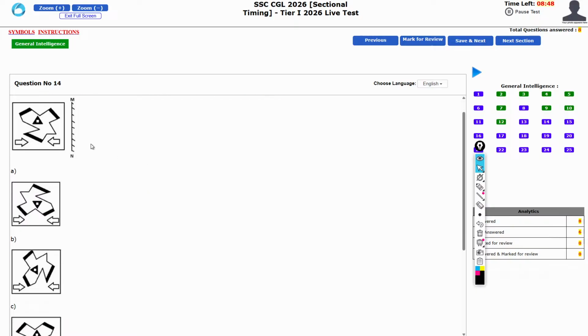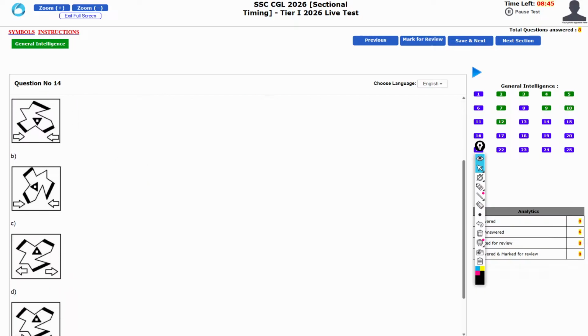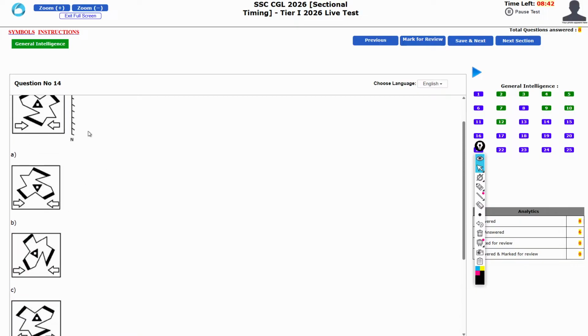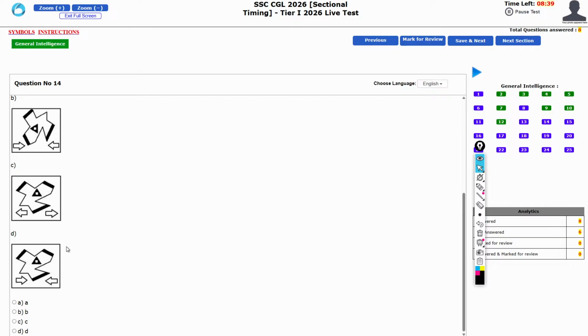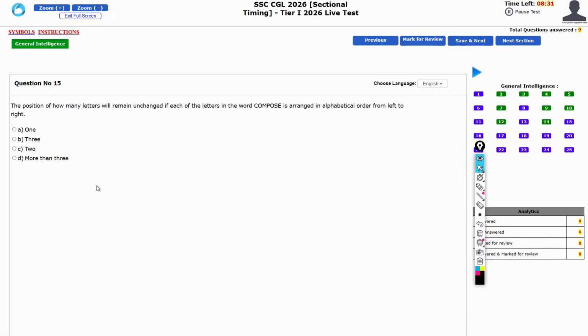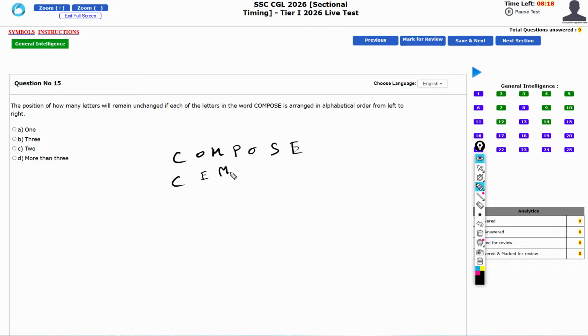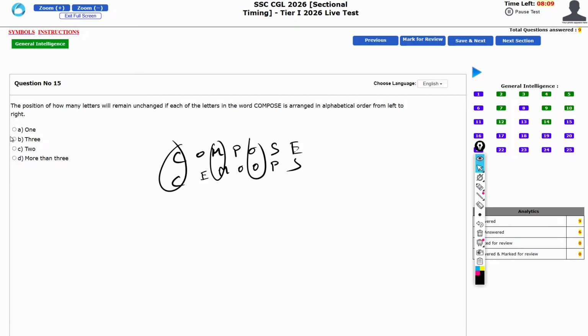So mirror image. So here this and this. Okay, this option and this option. Inside, inside. So they will stay inside, inside only. So this one is D. How many positions remain unchanged if we arrange from left to right in alphabetical order, right? So C, E, M, O, P, S. So this is going to be second one and third one. So 3.